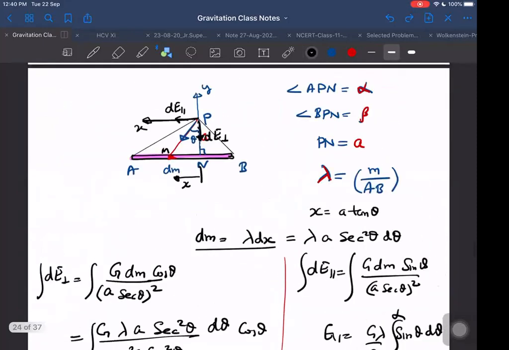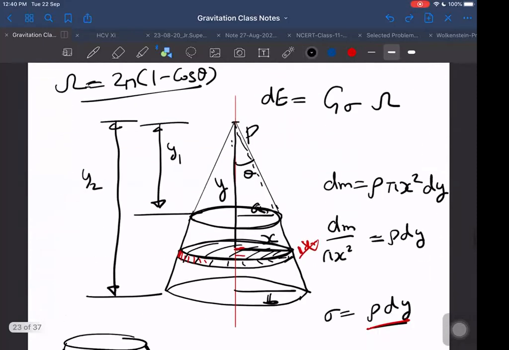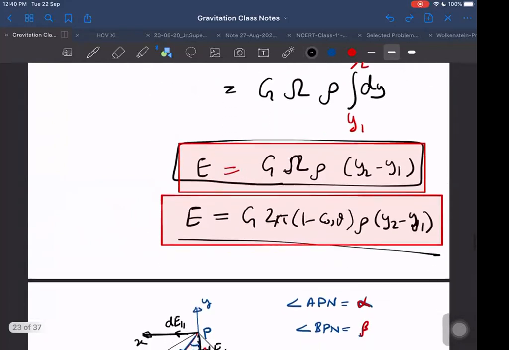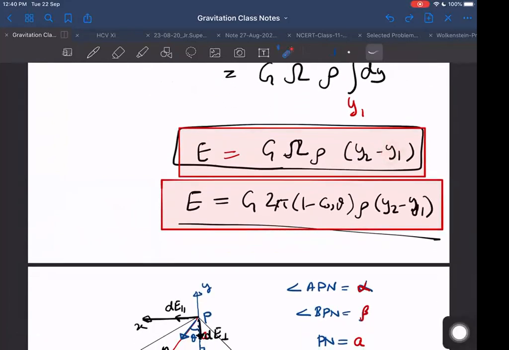Wait a second. At the vertex, y1 will be 0. This is the formula which we got here. In this, you put y1 equal to 0. Then that is complete, up to the vertex only. Yes, sir, we had found it already for the whole cone. That is G equals omega times rho times y.